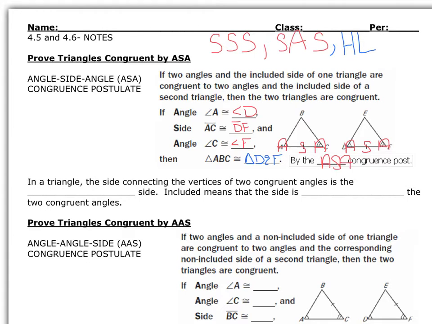Now, this whole thing talks about included. So remember, included means in between. So in a triangle, the side that's connecting the two vertices of the congruent angles, see this side here, is referred to as the included side. And we've already talked about the included angle. So the included side is the side that touches both of the angles. So included means that the side is in between the two congruent angles. Alrighty, so that is angle, side, angle.